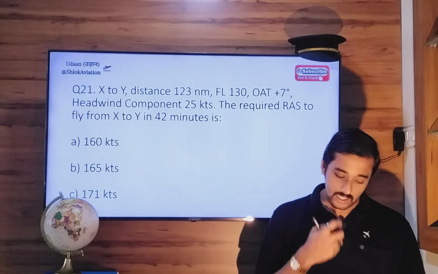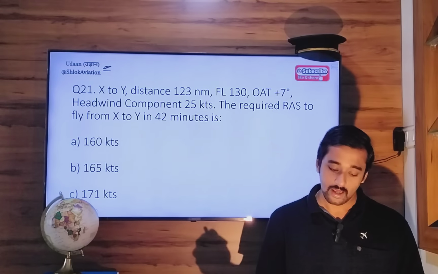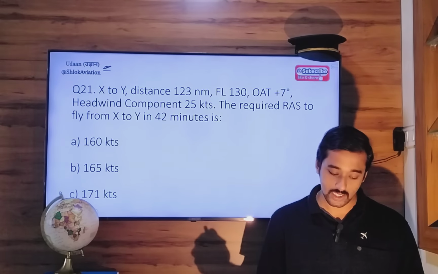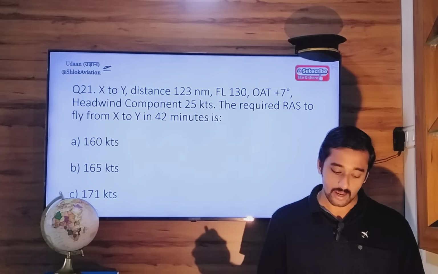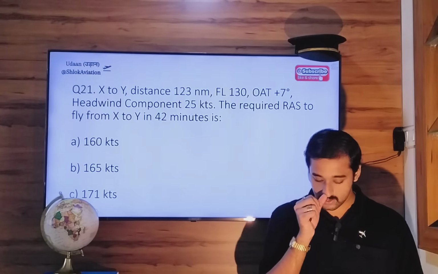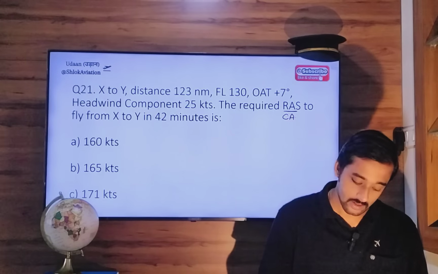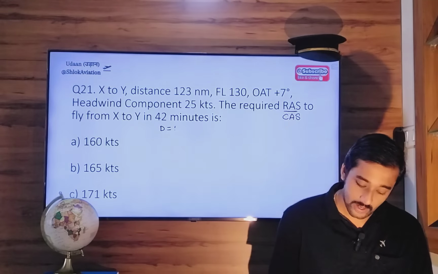There is a distance of 123 nautical miles between points X and Y. Flight level is given, temperature outside is given, and headwind is given to you. What is the required calibrated airspeed to fly from X to Y in 42 minutes? So we have to find out the calibrated airspeed.